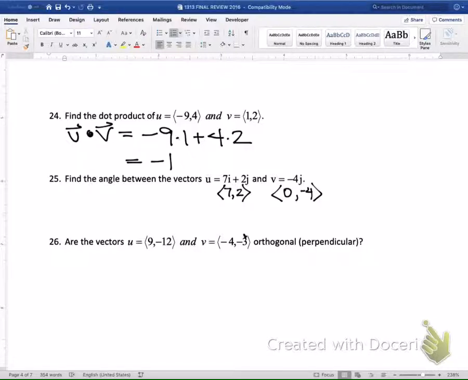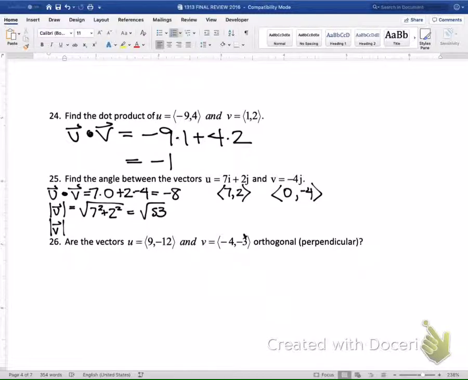So I'm going to start going through the things that I need to find for the angle between them. I need to first find their dot product. So I'm going to do 7 times 0 plus 2 times negative 4. This gives me negative 8. I'm going to find both magnitudes, the magnitude of u and the magnitude of v. Magnitude of u is 7 squared plus 2 squared, or square root of 53. Magnitude of v is square root of 0 squared plus 4 squared. That does simplify to just 4. You can leave it as the square root of 16 if you want.